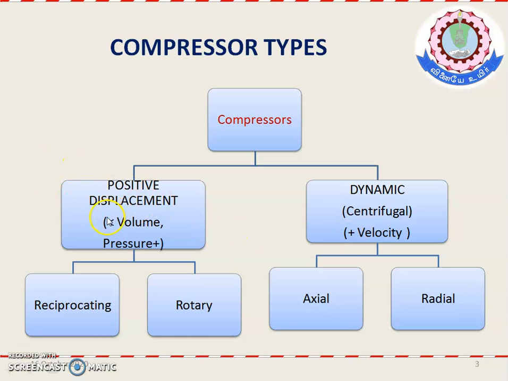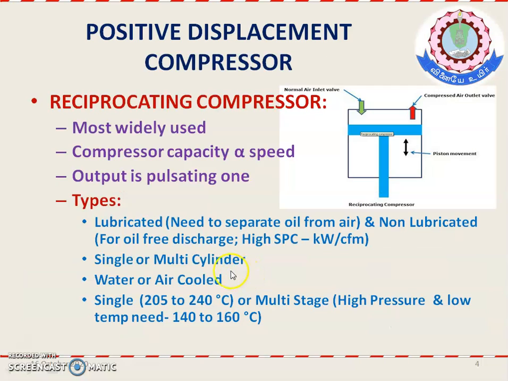Now the positive displacement compressor can be classified as reciprocating compressor and rotary compressors. Dynamic will be classified as axial and radial. We will see one by one about the major compressors: reciprocating, rotary and dynamic compressors. This is with respect to the reciprocating compressor. Hope you understand that this comes under the category of positive displacement compressor.